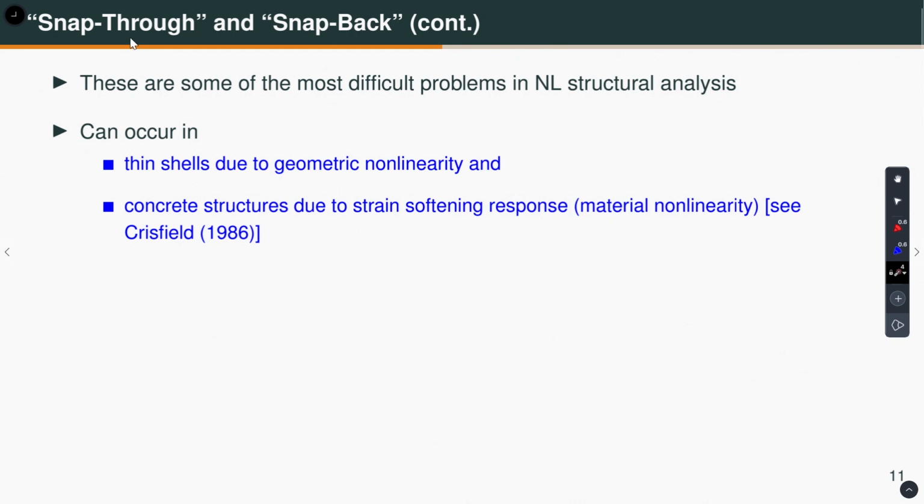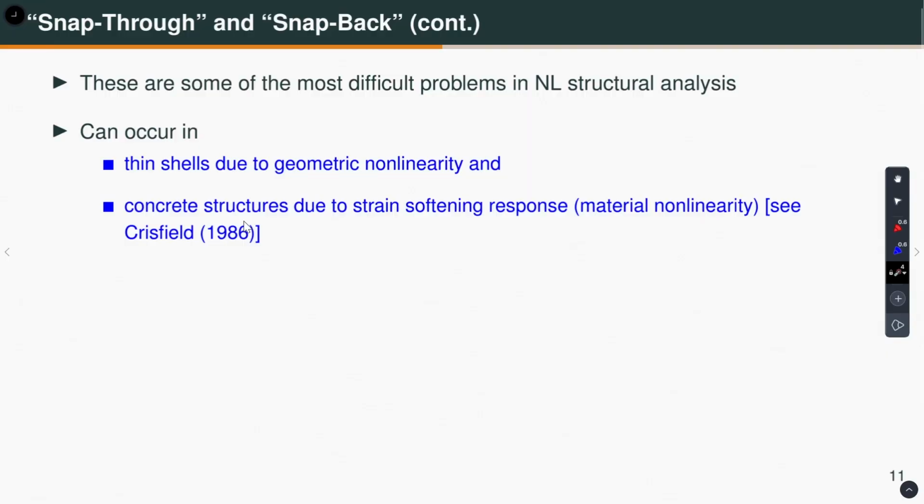The snap through and snap back problems are some of the most difficult nonlinear problems in structural analysis. It can occur in thin shells due to geometric nonlinearity. In thin shells you can have local buckling where you can get a snapback or snap through type of problem. In concrete structures, due to strain softening response, which is a material nonlinearity, you can get this kind of snap through or snapback problem. If you look at this reference, you can get more details.